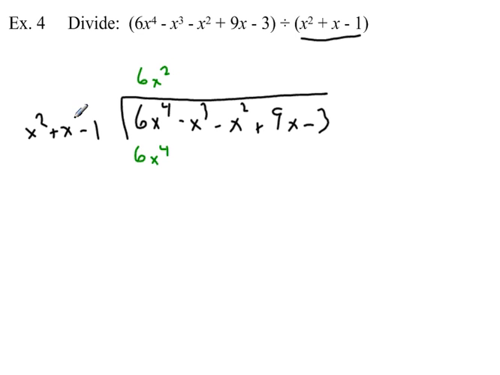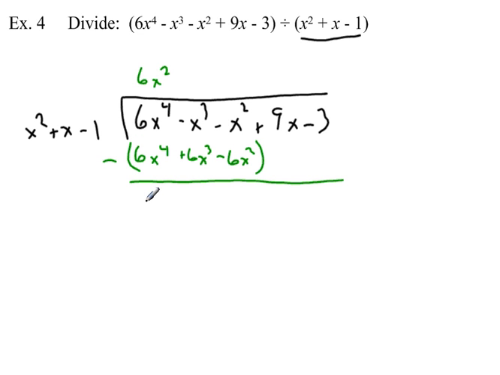If we multiply by the next term, 6x squared times x gives me plus 6x to the 3rd. And if we multiply by this last term, 6x squared times minus 1 is minus 6x squared. And now we need to subtract down. I like to put this in parentheses to emphasize that we're subtracting.